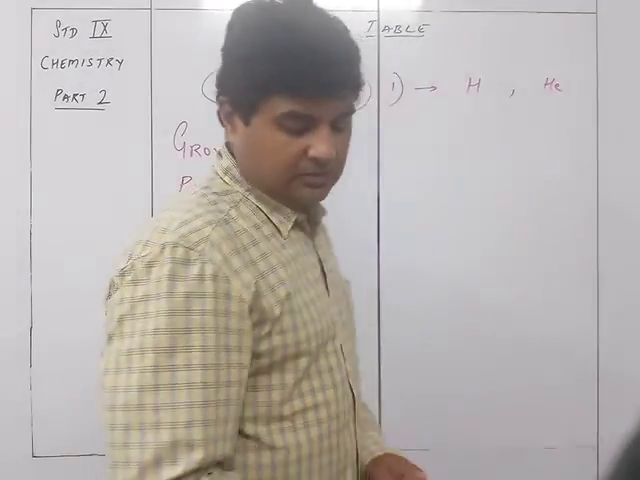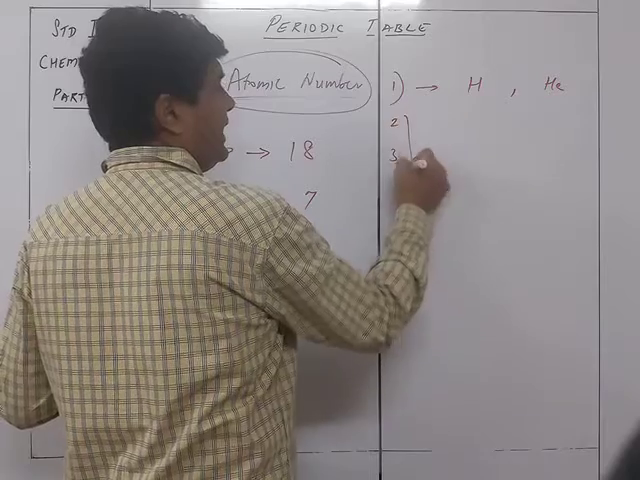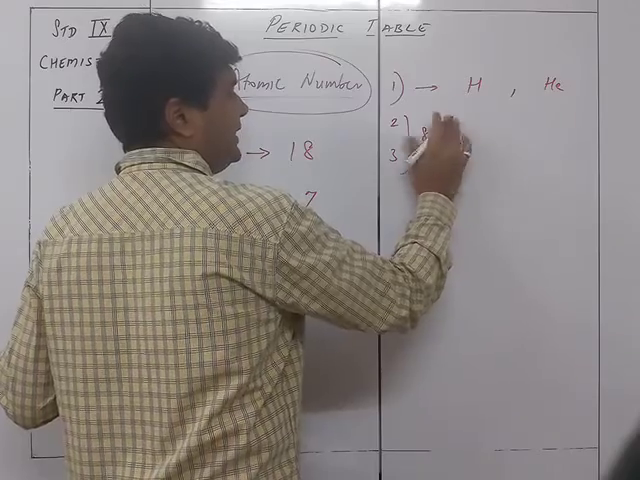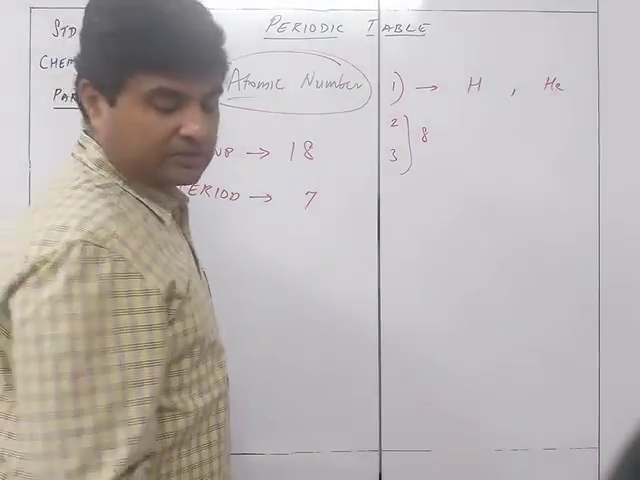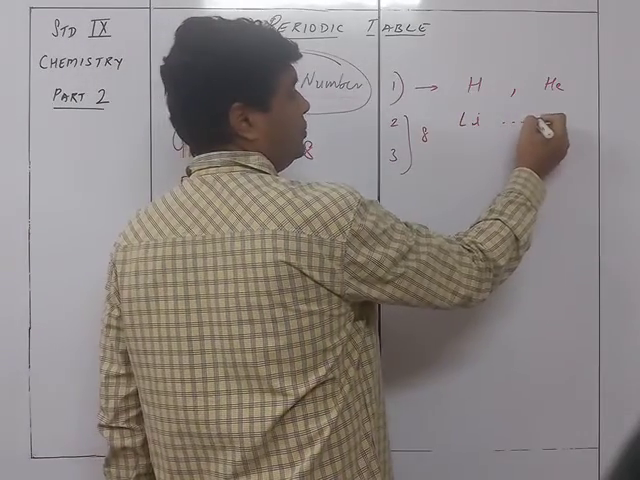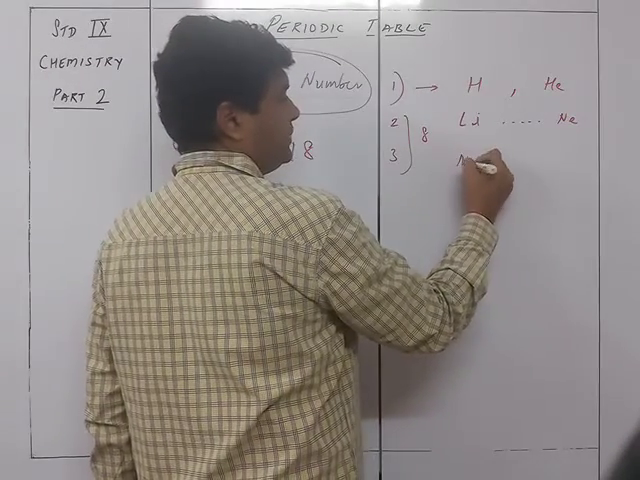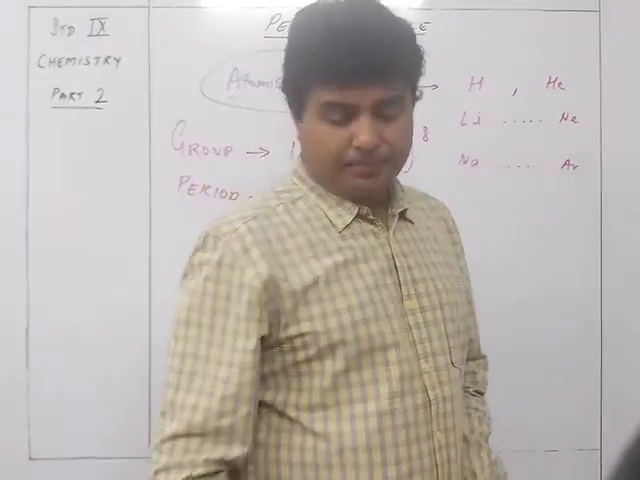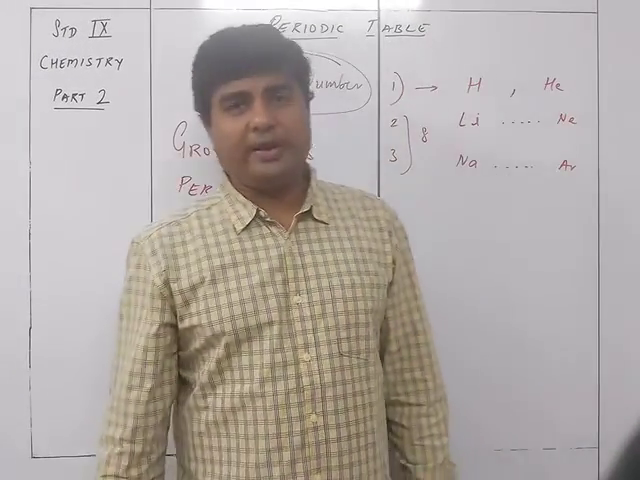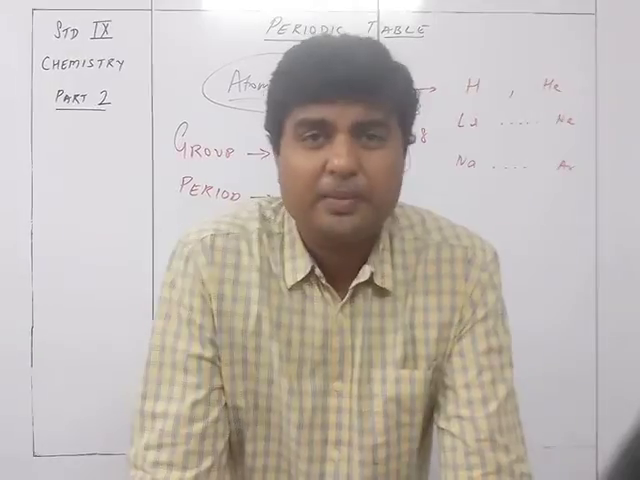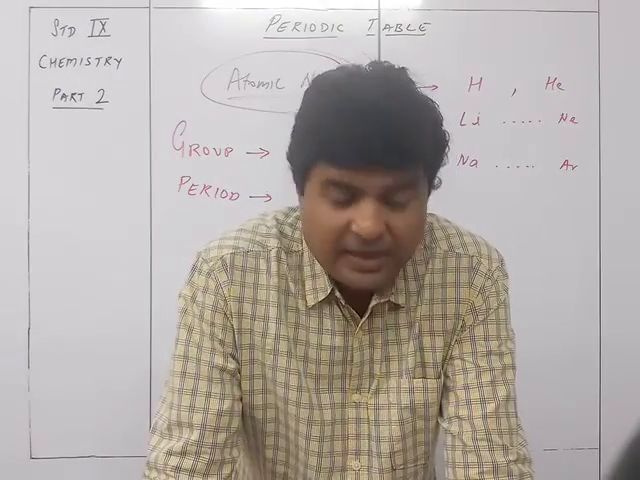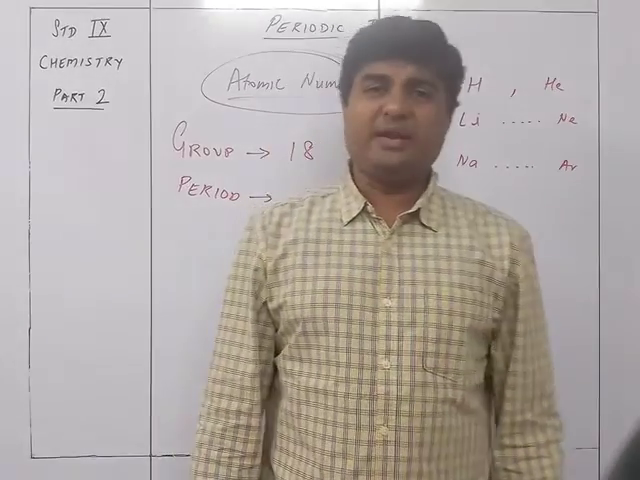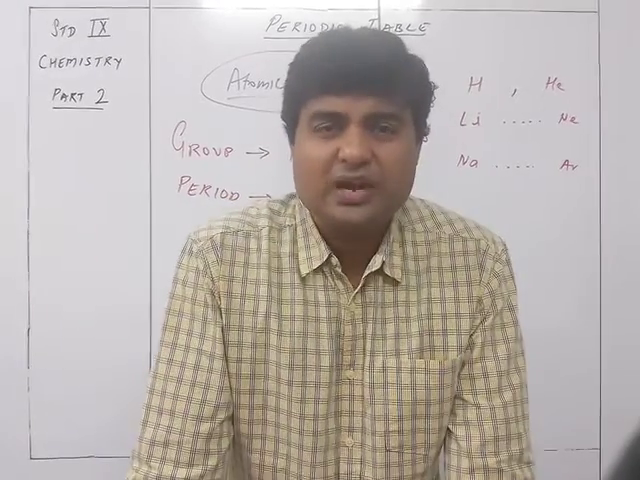The next ones are the second and the third periods. They are short periods and they both have got 8 elements each. The second one is from lithium to neon, and the last is sodium to argon. So it is lithium, beryllium, boron, carbon, nitrogen, oxygen, fluorine and neon in period number 2, which is a short period having 8 elements, and the third period also has got 8 elements: sodium, magnesium, aluminium, silicon, phosphorus, sulfur, chlorine and argon.